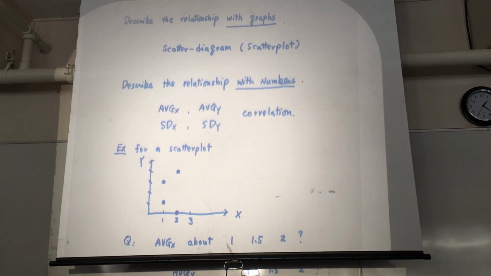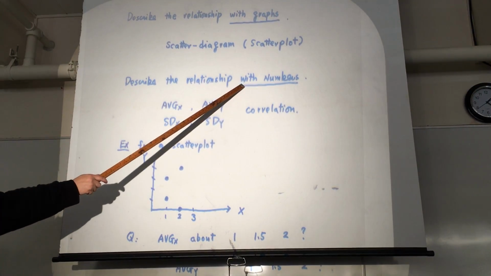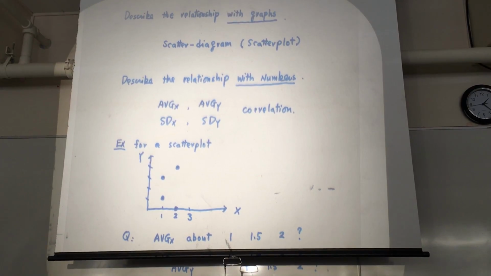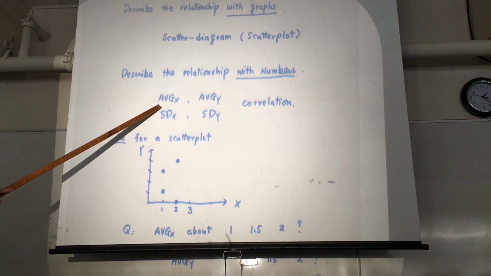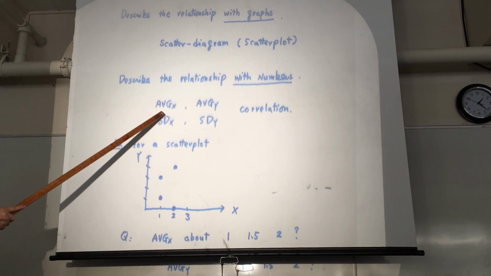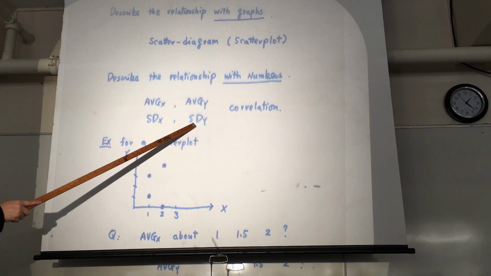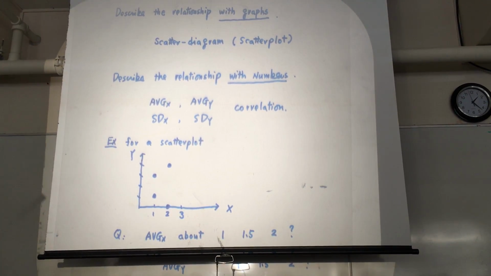And to describe the relationship between two variables with numbers, the basic five number people like to use, like the five number summary, right? They are average x, standard deviation x, average y, standard deviation y, and correlation coefficient. Okay? This is a five number summary.